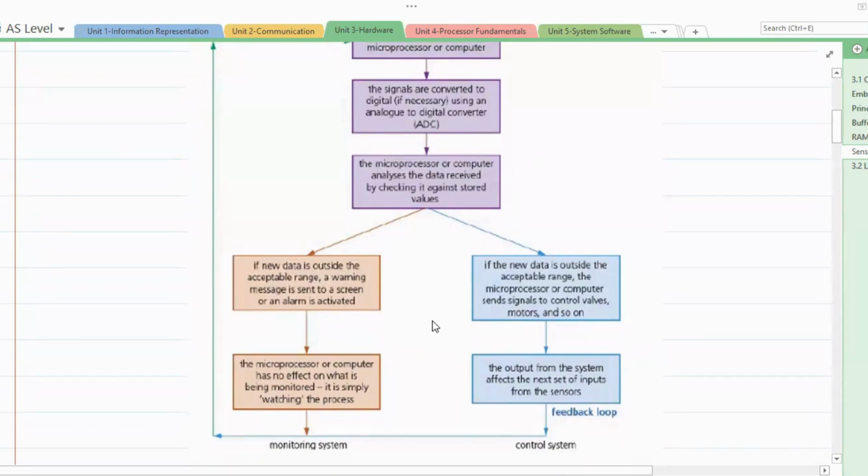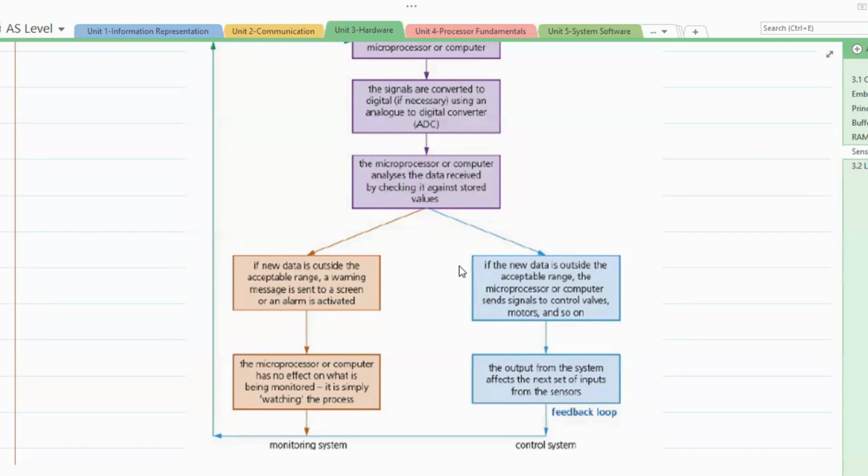Now, if new data is outside the acceptable range and a warning message is sent to the screen or an alarm is activated only, then it is a monitoring system. And after that, the microprocessor or computer has no effect on what is being monitored. It is simply watching the process.